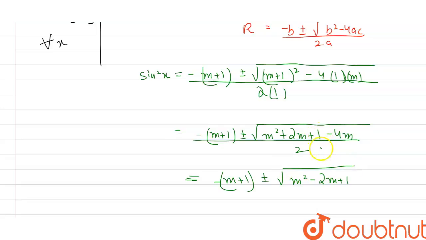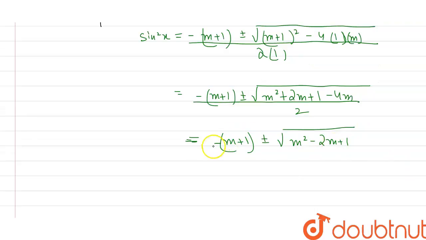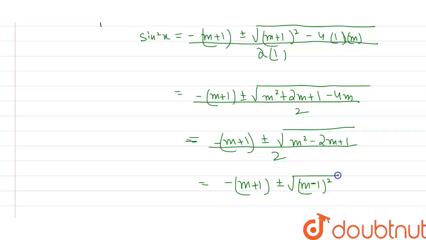So after this I can say that now this formula, or this within the square root part, can be done as what? This can be done as m minus 1 whole square entity, right? So this will become minus of m plus 1, okay guys, plus minus of what? Under root of m minus 1 whole square. This is what? M minus 1 whole square within the square root, divided by 2.